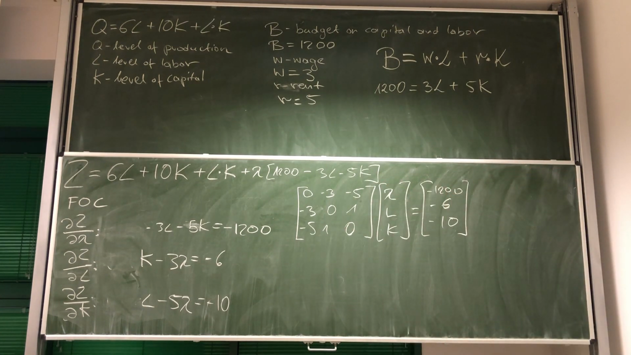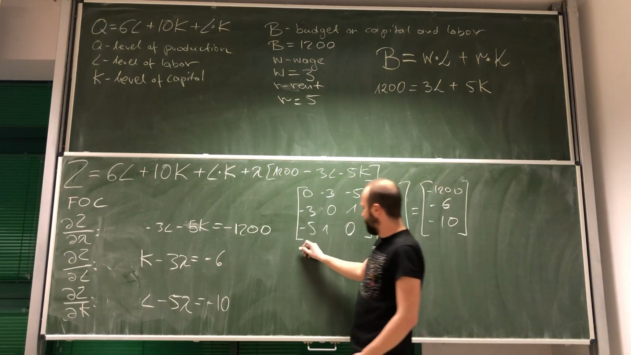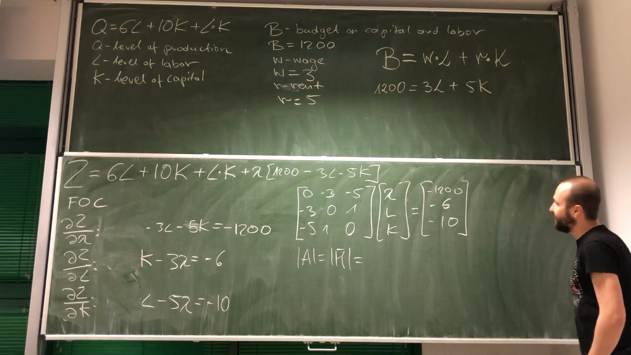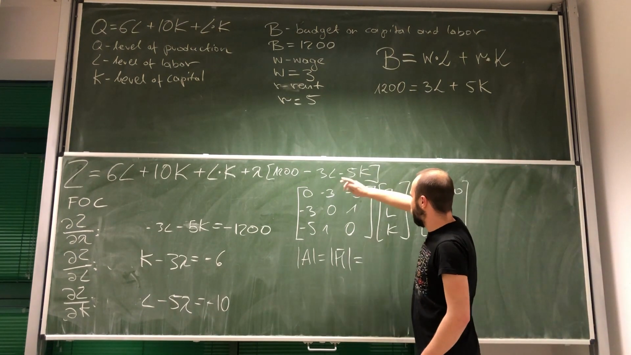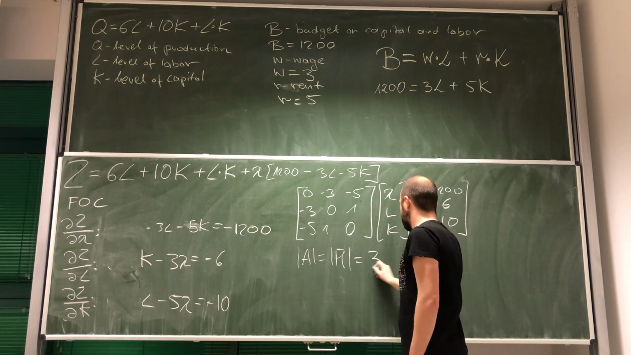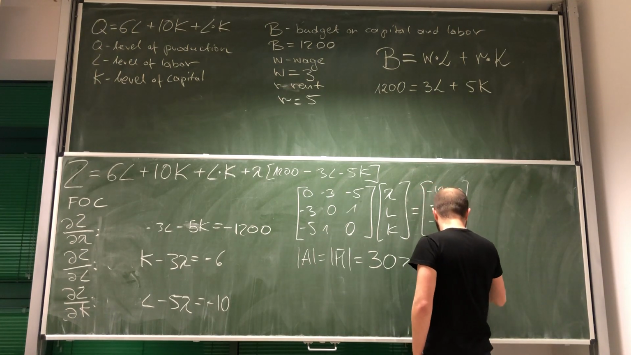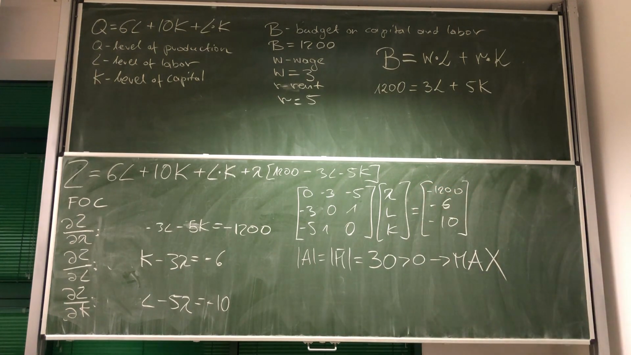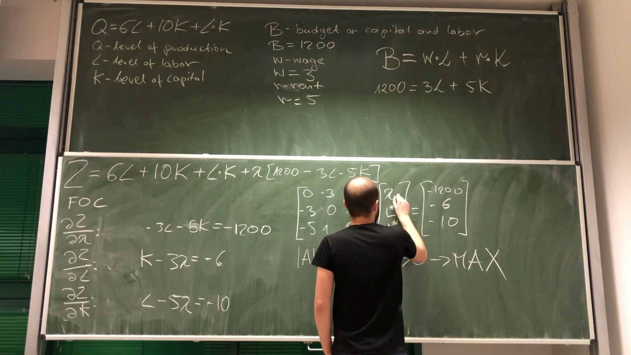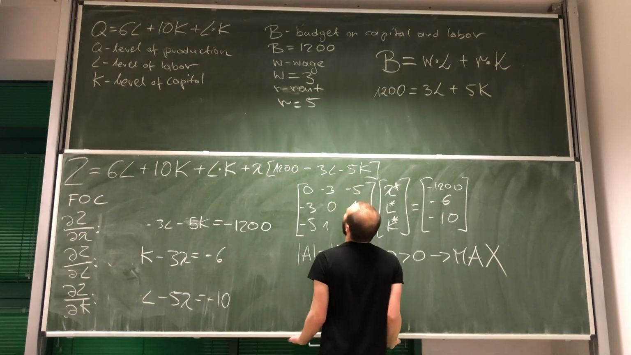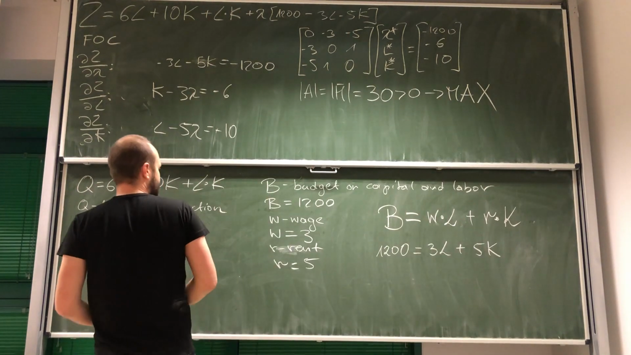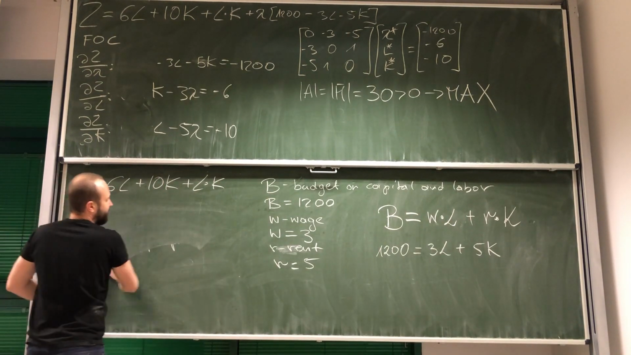Okay, and like before, we start by calculating determinant A, which happens to be equal to the Hessian. We got that this is 0, 15, 15, 0, 0, 0, 0. This is 30, this is bigger than 0, so we can be sure that this is going to be a maximum, and the solutions can be found. Okay, let me erase. Actually, we don't need any of this anymore.